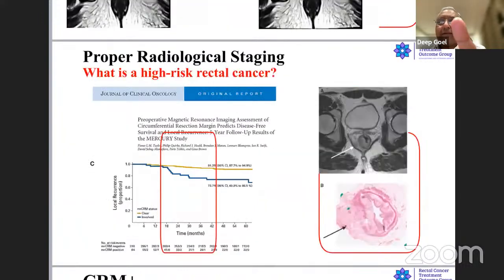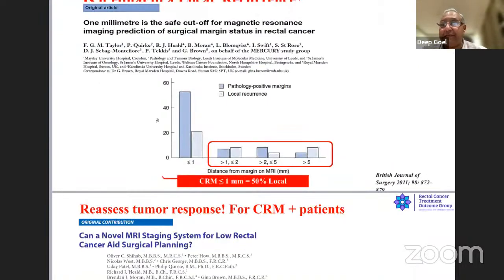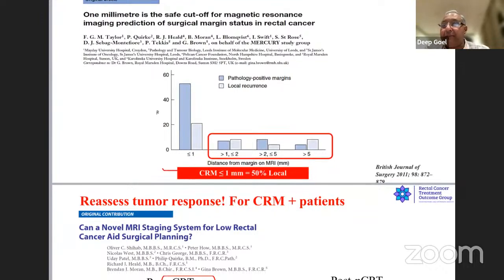So again, coming to the importance of MRI in CRM, you can see if it is positive CRM, chances of local recurrence are almost up to 50%. Again, depending upon what the margin of CRM is, we definitely require more than 1. If it is more than 2 or more than 5, it does not decrease the chances of local recurrence.